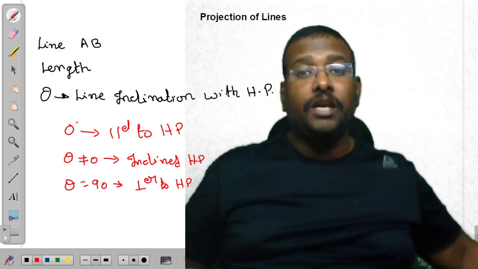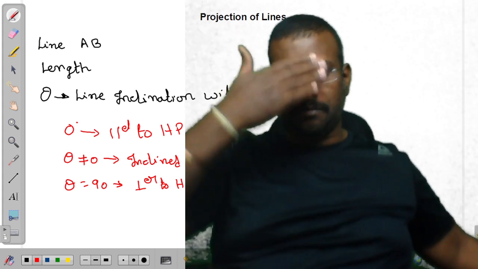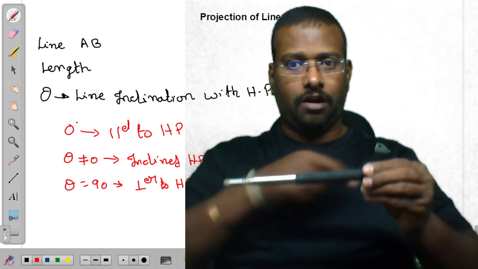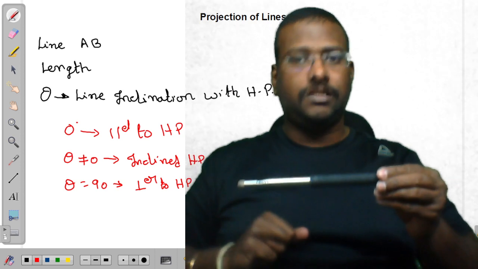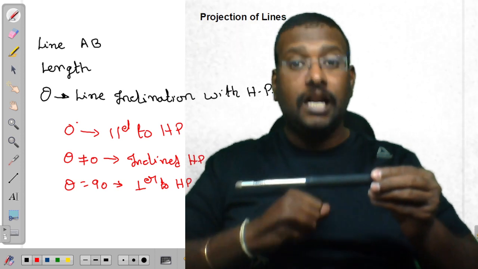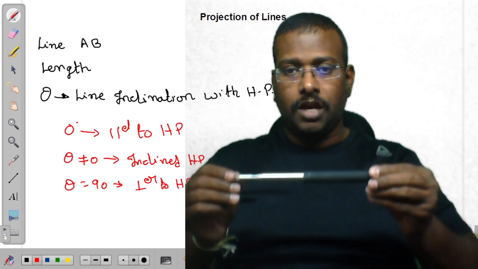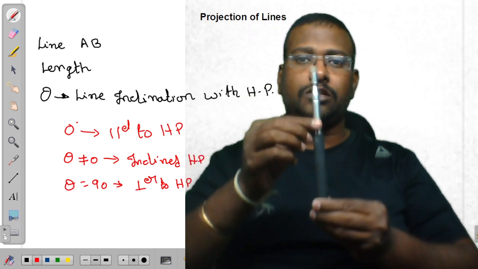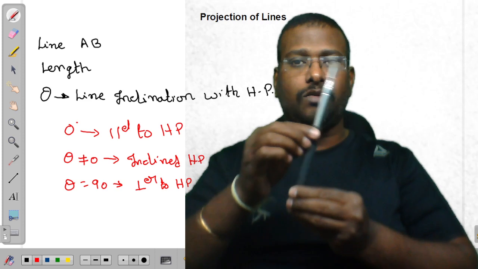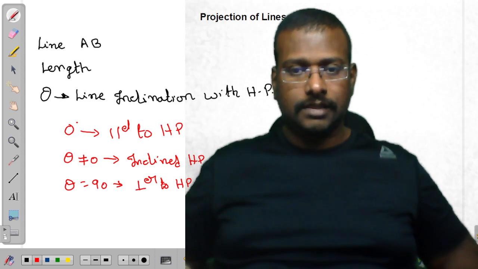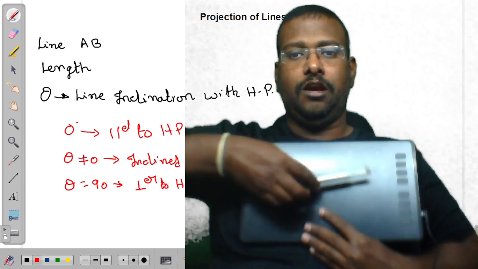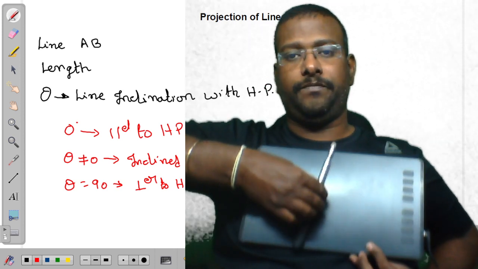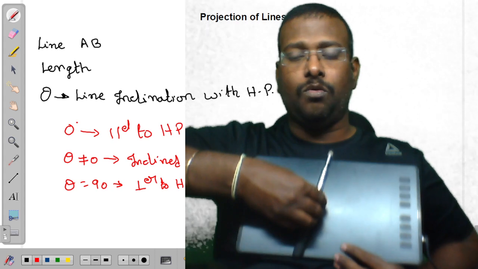Sir, what about with VP, sir? Let us consider myself as the vertical plane. If you observe here, all these points are equidistant from me. Therefore, it is parallel to VP. Here also it is at equal distance from me, so this is also parallel. Let us consider this is VP. All these positions are parallel to VP.